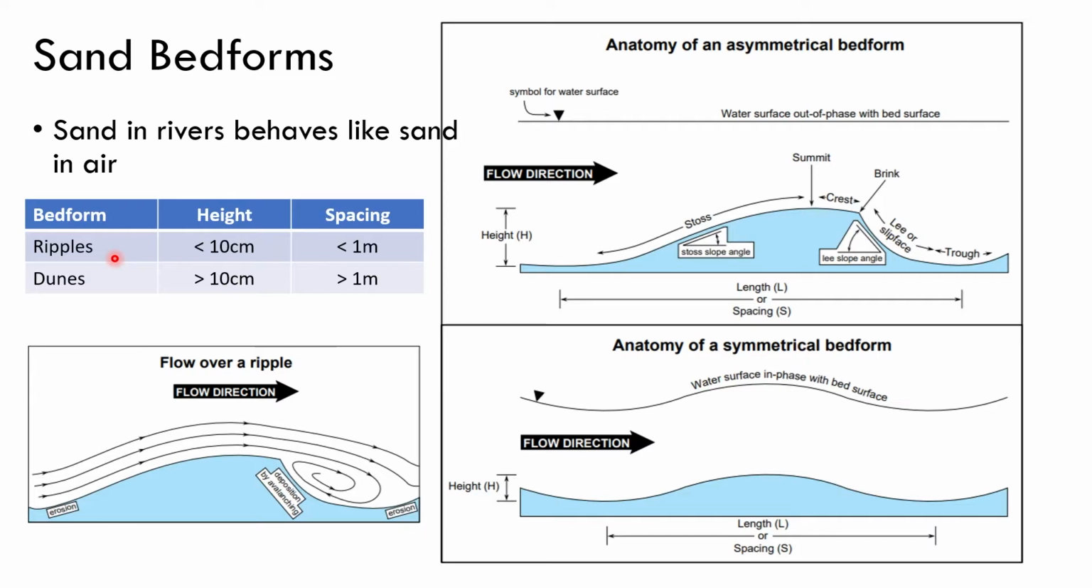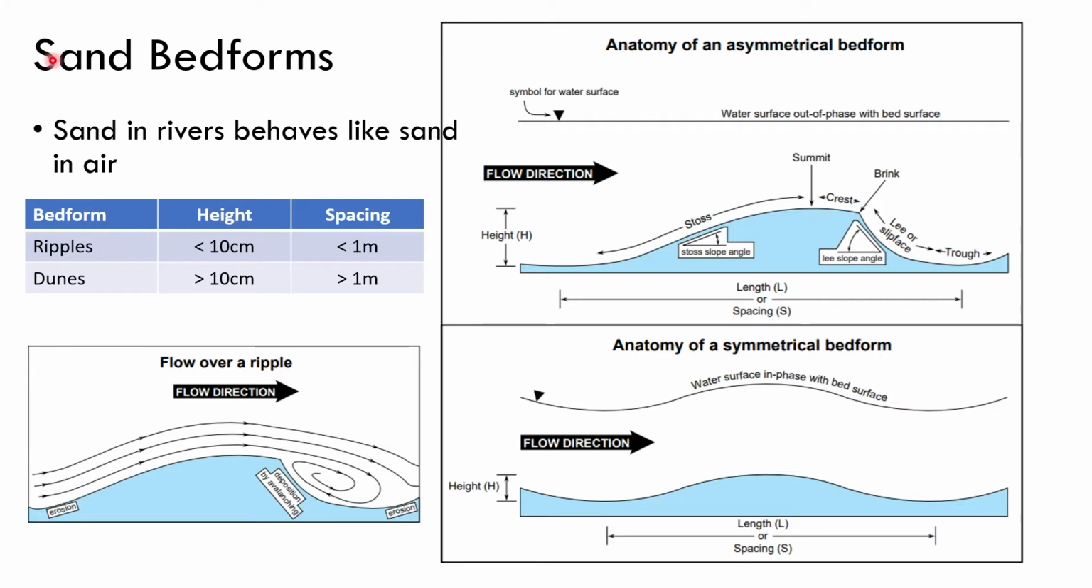Okay. And the typical bed forms that we see in rivers are either what we call sand ripples, which are less than 10 centimeters in height and have a wavelength of less than 1 meter. Okay. And then if we start to get bigger and bigger bed forms, we get into dune morphology, which is greater than 10 centimeters in height and a wavelength of more than 1 meter.